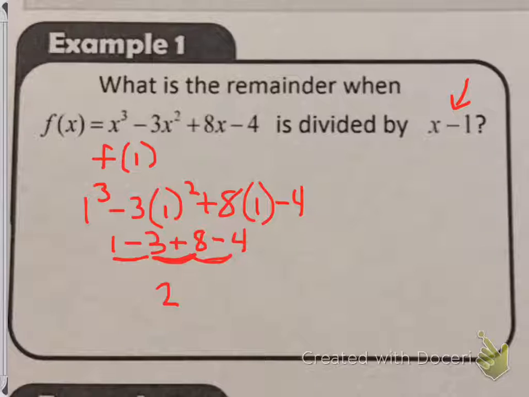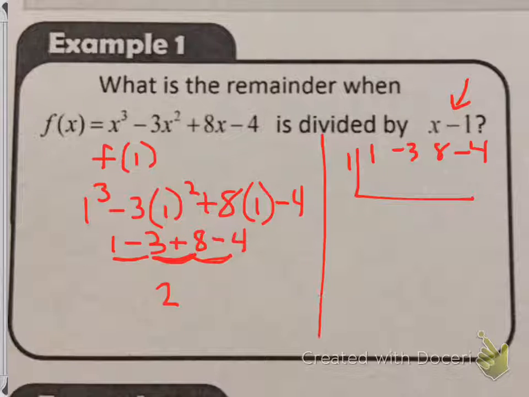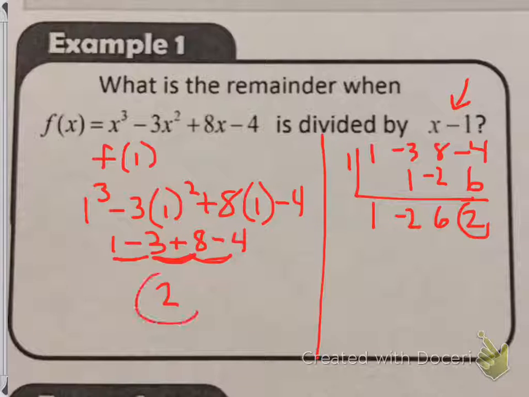If I were to take the time to do synthetic division, I would put a 1 up here in the corner and then use my coefficients of 1, negative 3, 8, and negative 4. When I did that, my remainder would be 2. I'll do that real fast just to show you that it does work. Drop the 1 down, multiply to get 1, add straight down to get negative 2, multiply to get negative 2, add to get 6, multiply to get 6, add straight down to get 2. So see how my remainder is the same as what I got when I substituted in f of 1.